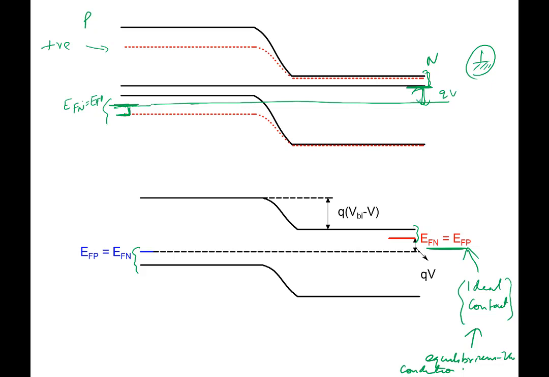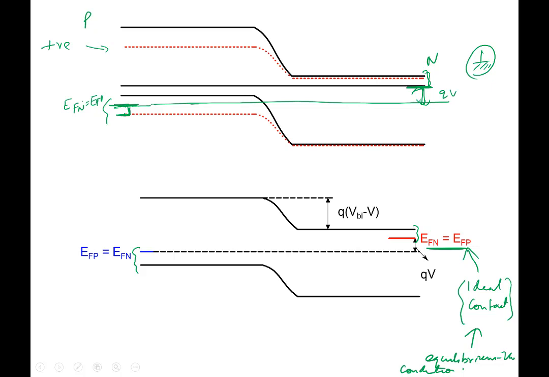Same way you can draw in this particular band diagram. What we have said is that the P side remains the same, and the N side, if you apply a negative voltage, moves up. That's why we have shown this moving up by an amount equal to Q times V. Either the P side moving down by QV or the N side moving up by QV is the same thing. So EF here and EF here are going to be different, by a gap equal to Q times V.